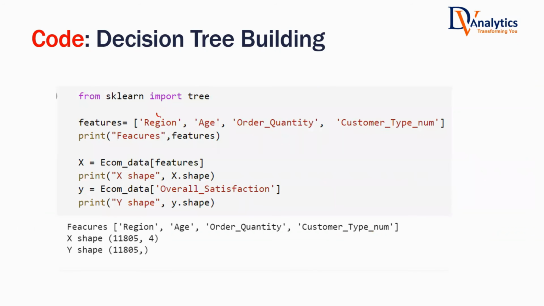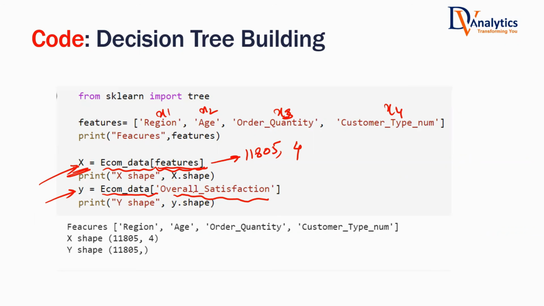These are all our features. The features are region, age, order quantity, customer type, numeric. So if you look at the overall X data, the features data that you have to supply, I'll go to e-commerce data and take all the final features that I'm going to send to the model. In this data set, there are 11,805 rows. If I'm taking only features, how many columns will be there? 4 columns will be there. For Y data, go to e-commerce data, take only the overall satisfaction column, which means in this data set there will be 11,805 rows. How many columns? 1. Your X data, Y data is ready.